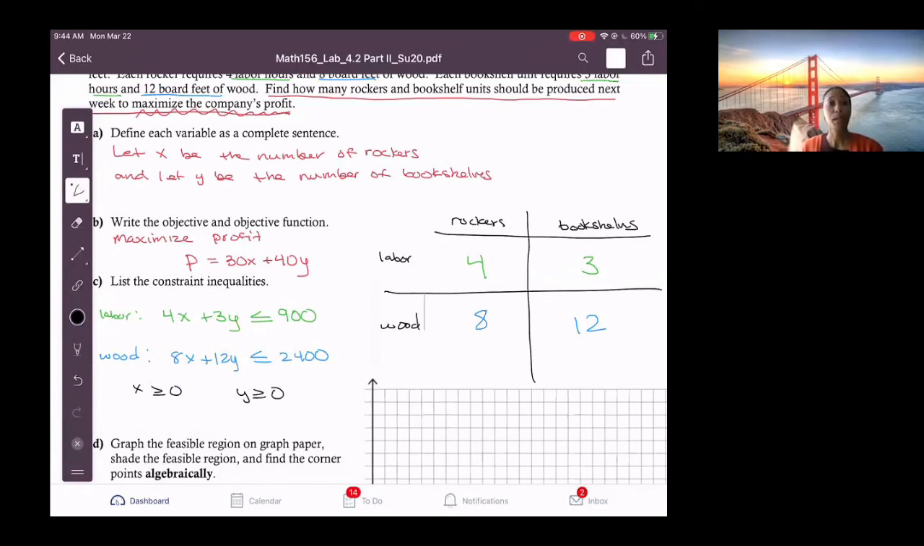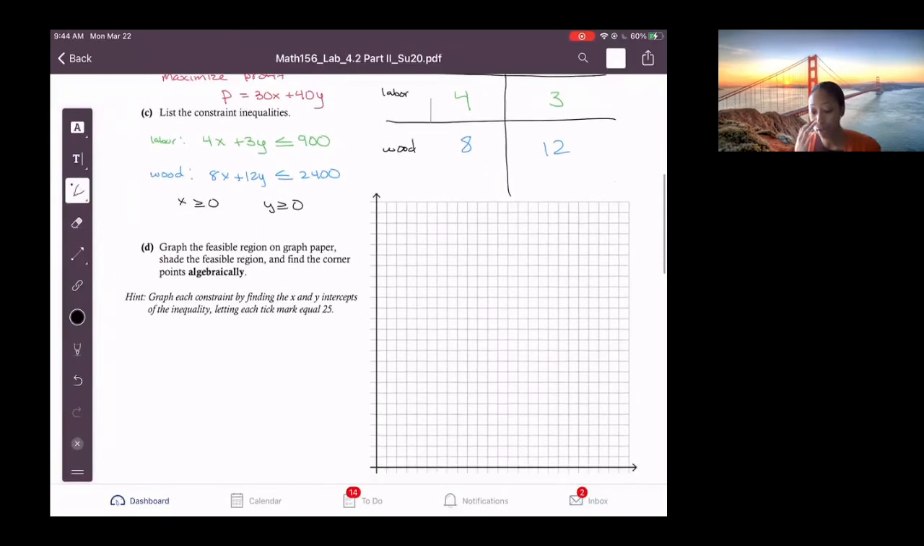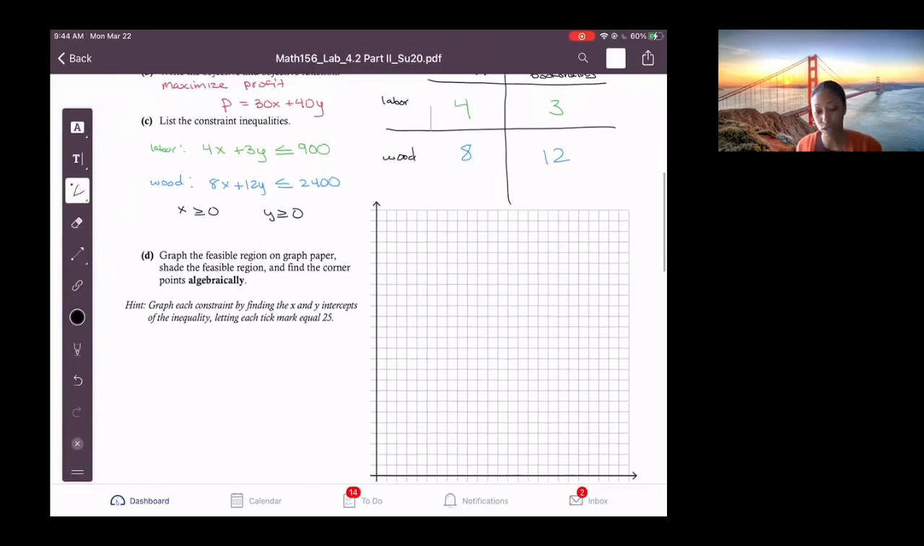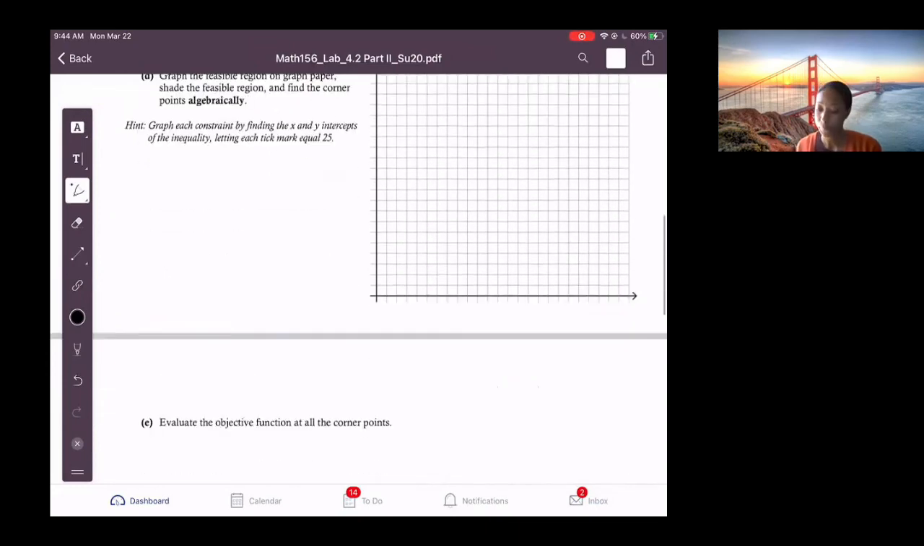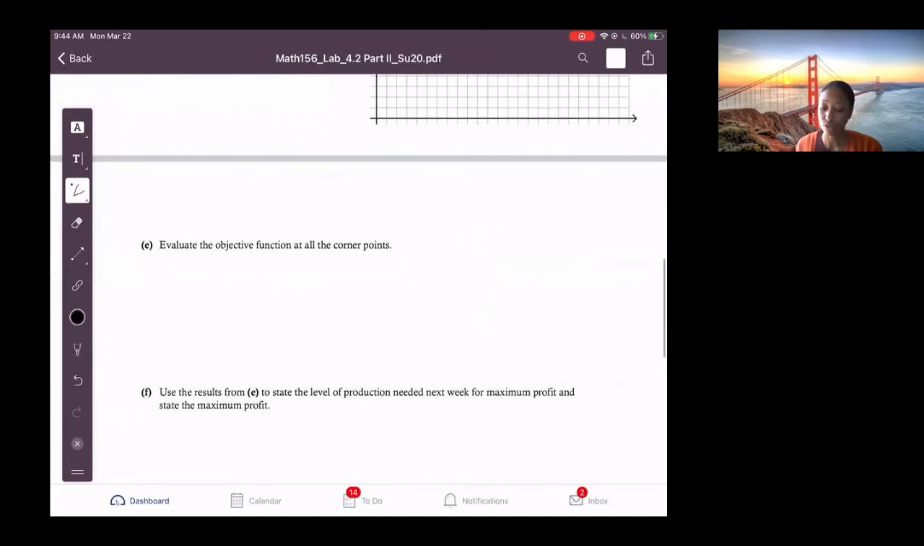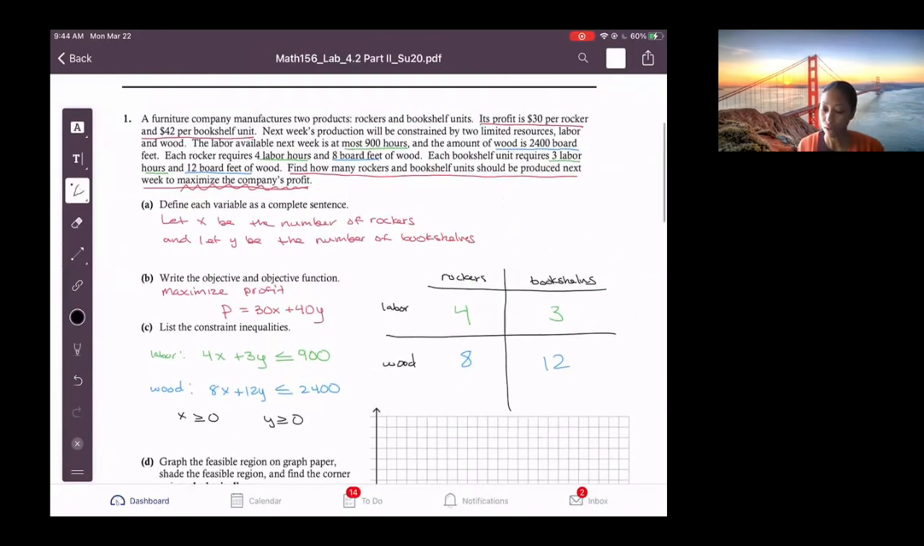All right, so I'll stop here. What you should do for the rest of this lab is graph the 2 inequalities. And then once you find those, evaluate the objective function at the corner points. That's just plugging the corner points into the objective function. And then from there, you'll be able to find your maximum. Okay, so I'll stop here.